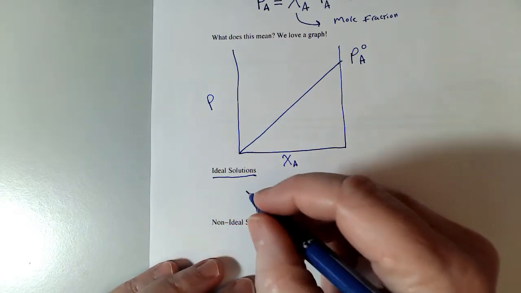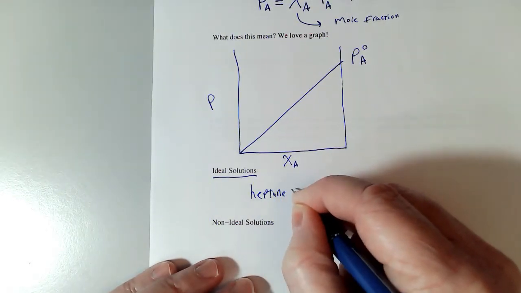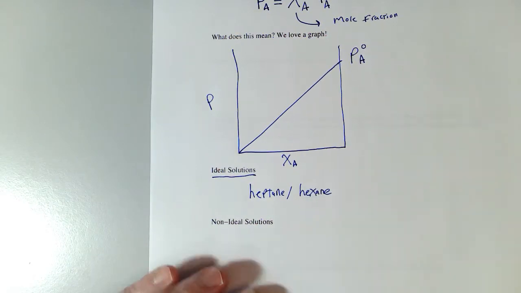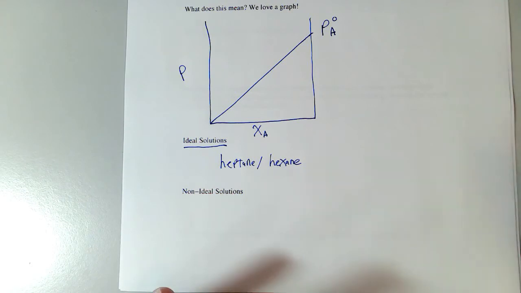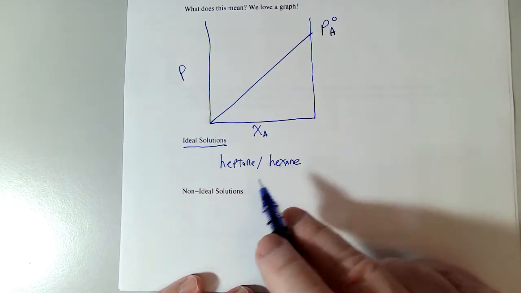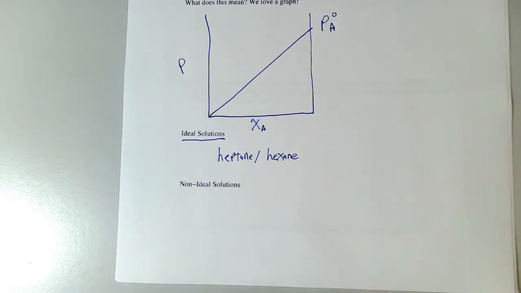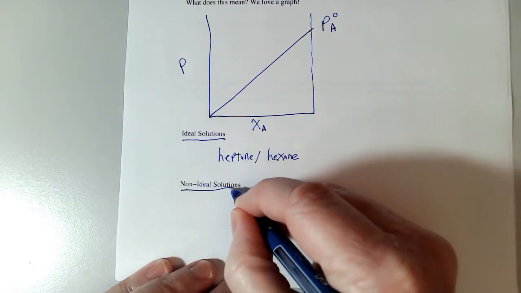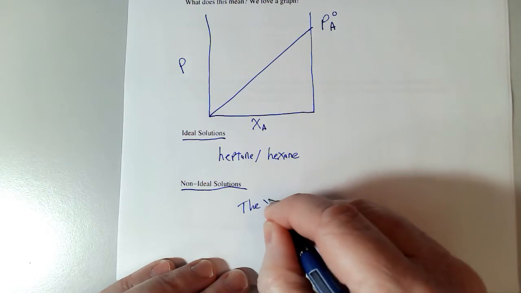Now, if we have a mixture of heptane and hexane, that could happen, okay? Because there's no hydrogen bonding or anything else going on in there. But I don't know a whole lot of other examples. Most of the time, it does not behave this linearly, this beautifully. So what we're going to deal with most of the time will be the non-ideal solutions. In other words, they interact.